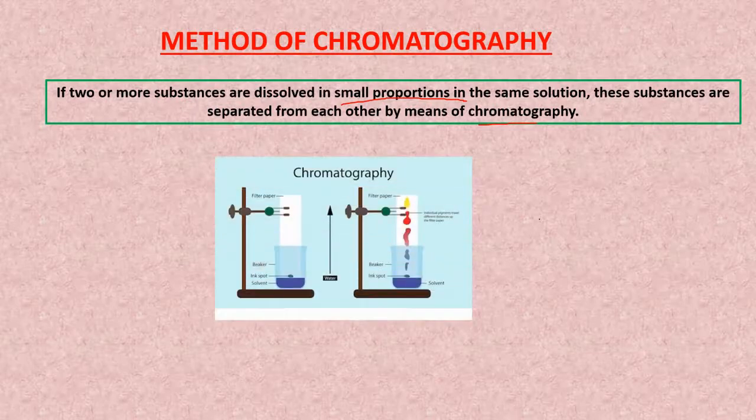So this is the apparatus of the method of chromatography. Over here there is a beaker, and inside this beaker there is a solution. In this solution there are two or more substances which are dissolved in small proportions. Now a filter paper is clamped to a stand, and this filter paper is dipped inside the solution, and there is an ink dot which you can see at the edge of this filter paper.